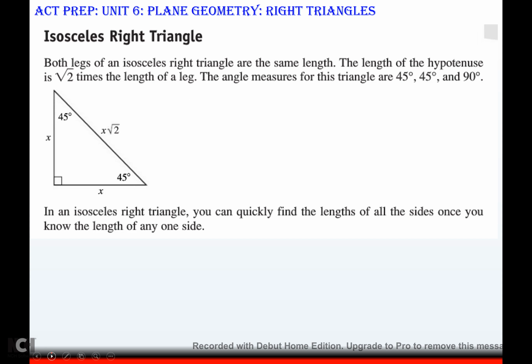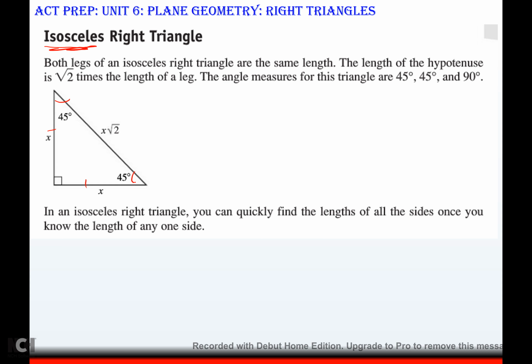Okay, when you have an isosceles right triangle, both legs are the same length. So anytime you have an isosceles right triangle, that means two sides are equal, which means the two base angles are equal. So an isosceles right triangle is a 45, 45, 90 triangle.